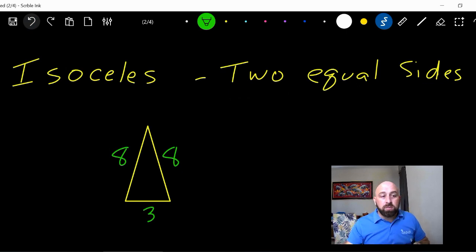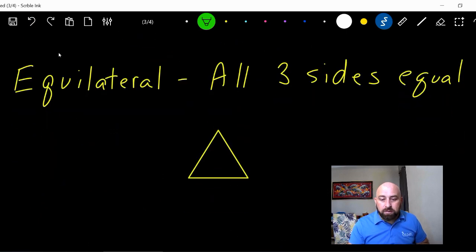So the next one is called an equilateral triangle. Equilateral triangles are also isosceles triangles because they have two or more sides equal. But usually we classify equilaterals as equilaterals, and if it has two, then we classify those as isosceles. So in this case, you would have 7, 7, and 7. They're all equal. All three sides are equal. So those are the three ways to classify a triangle by its sides.